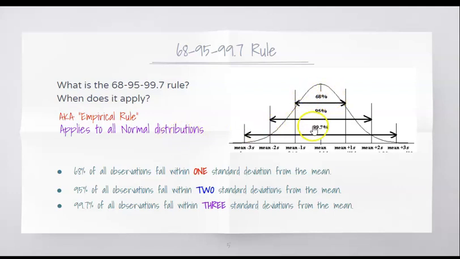So you just know that 68 is 1 standard deviation, 95 is 2 out, and 99.7 is 3 out.